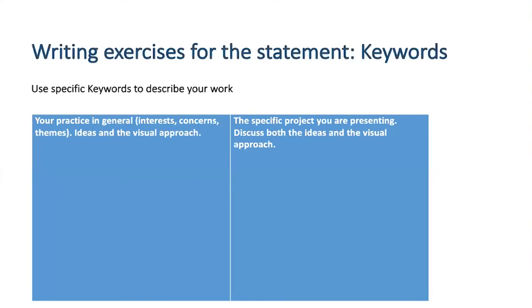So the first exercise is to use specific keywords to describe your own work. I would like you to make 2 columns on your paper, either 2 boxes or 2 columns. On one side, I would like you to write some keywords about your practice in general. So these are your interests, concerns, themes. It could be some of your visual signatures. And then in the right-hand column, I want you to pick one project. It could be your most recent project or the body of work that you feel is most complete. So let's start with the left-hand side, and we're going to do this for 1 minute. So all the keywords that you can think about to describe your practice in general.